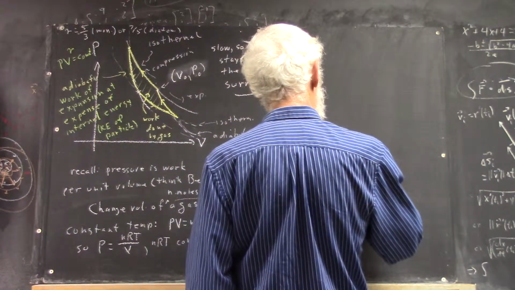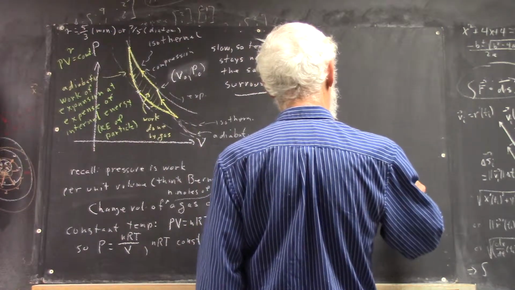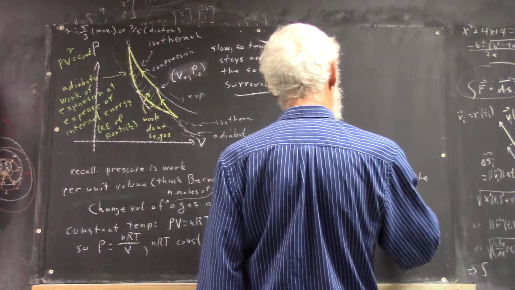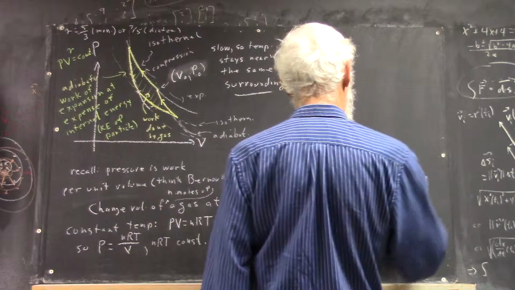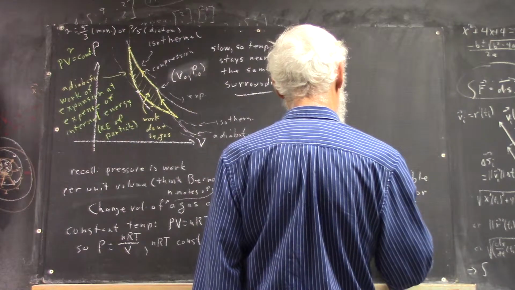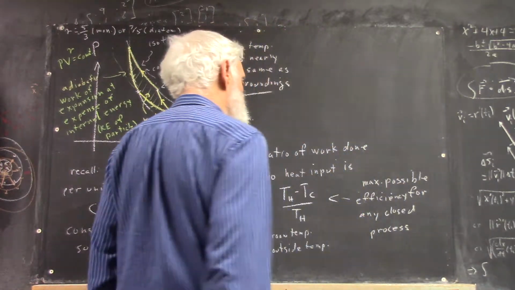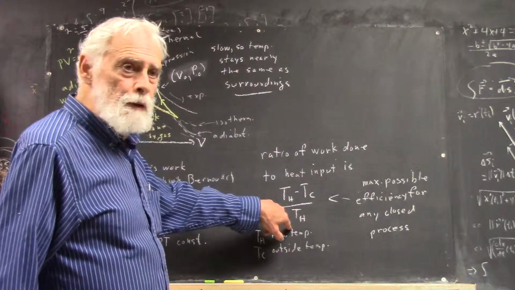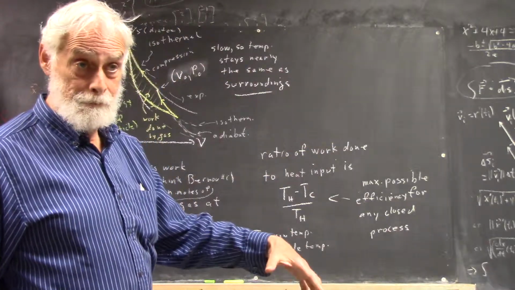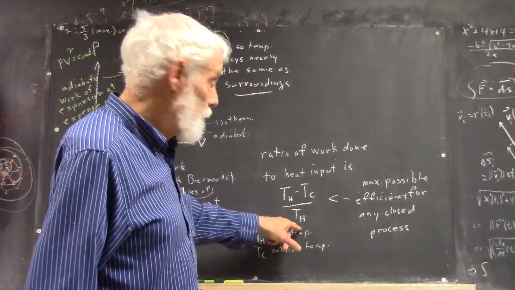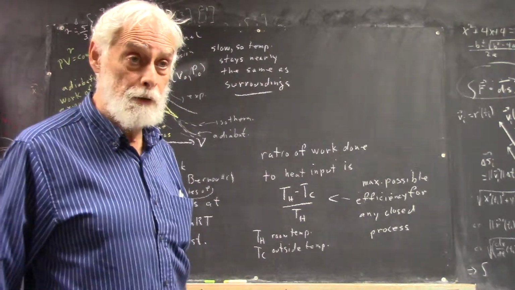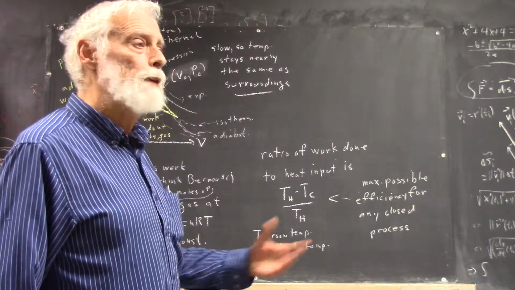This is the maximum possible efficiency for any closed process. This gives you the maximum possible ratio of work out to the heat you got to put in. If you know what the two operating temperatures are, you get that maximum possible ratio, and nothing else achieves that ratio. Nothing can exceed that ratio.